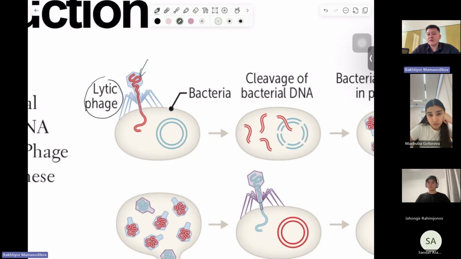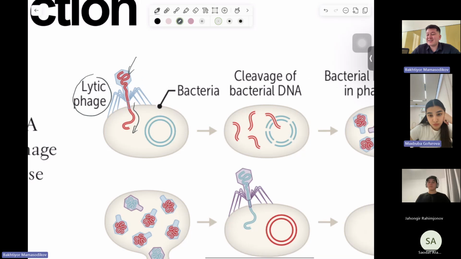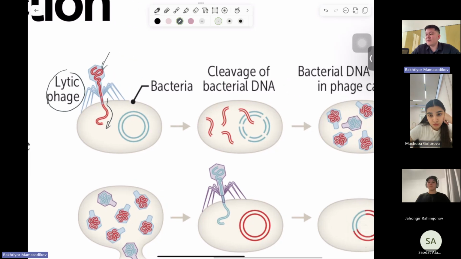What's it going to do? First of all, infecting the bacterium. This lytic phage is going to infect the bacterium. It's inserting its information, but this information contains the cleavage of bacterial DNA. So it's chopping up the host DNA. This is called host DNA. This is the new bacterial DNA. When they are inserted, they're going to be chopped into pieces, to destroy it. We are going to destroy the bacterial DNA.